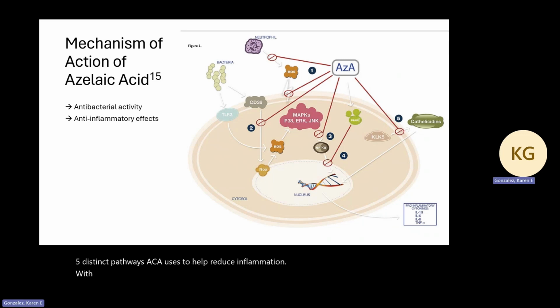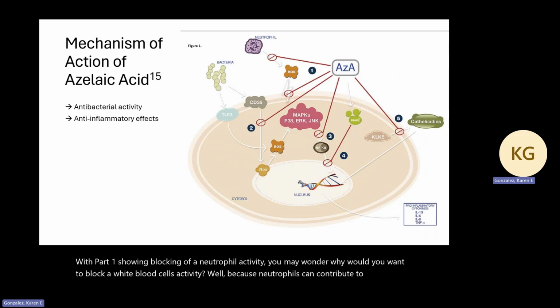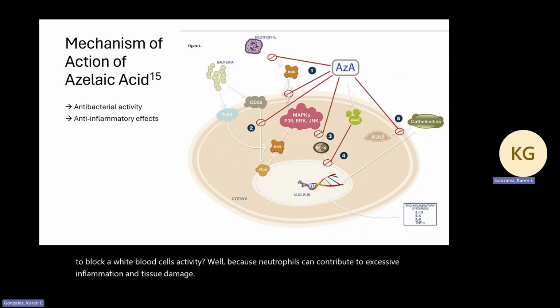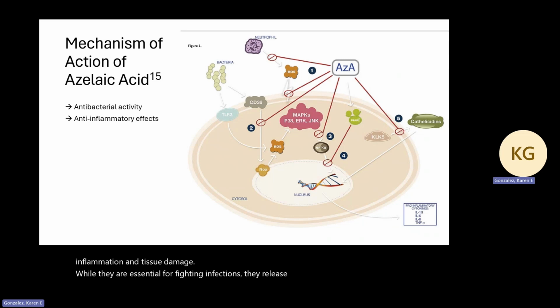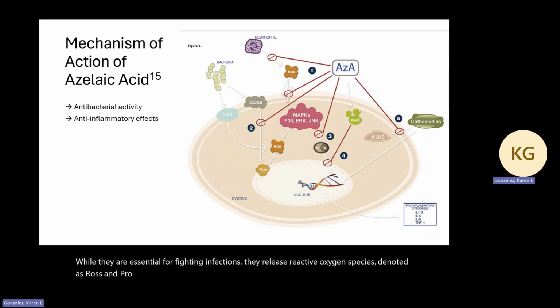With part 1 showing blocking of neutrophil activity, you may wonder, why would you want to block a white blood cell's activity? Well, because neutrophils can contribute to excessive inflammation and tissue damage. While they are essential for fighting infections, they release reactive oxygen species, denoted as ROS, and pro-inflammatory signals that can harm healthy skin cells if overreactive.